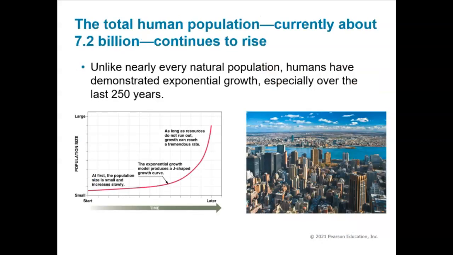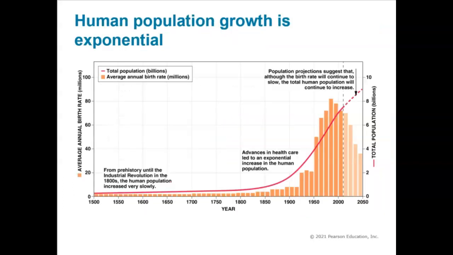Unlike nearly every natural population, humans have demonstrated exponential growth, especially over the last 250 years, and it has not slowed down. So the total human population, which at the time of this PowerPoint was about 7.2 billion, but now in April 2022 is 7.9 billion, continues to rise. And so we're still in this exponential growth curve. So human population growth is exponential.